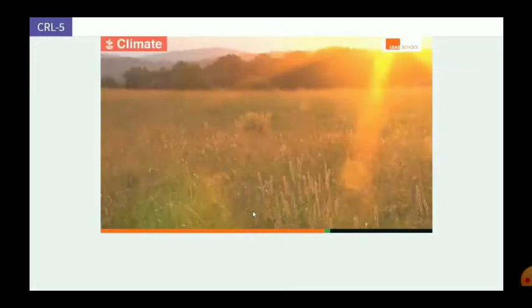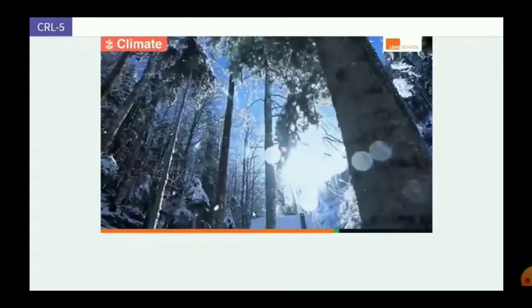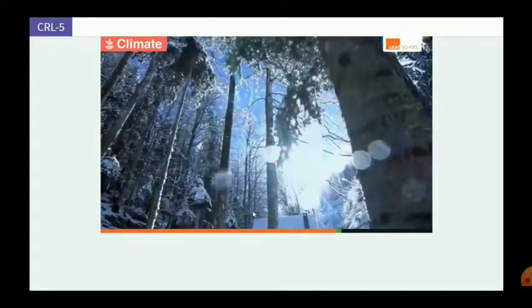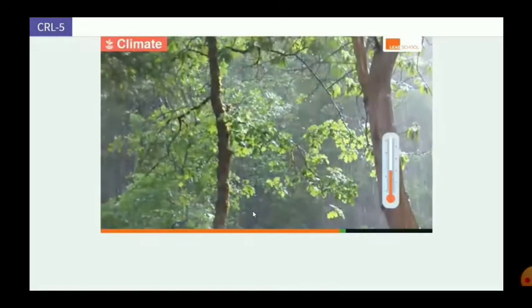The next factor is climate. I am sure you already know that climate refers to the weather conditions of an area over a long period of time. This includes factors such as the rainfall and temperature of a place.